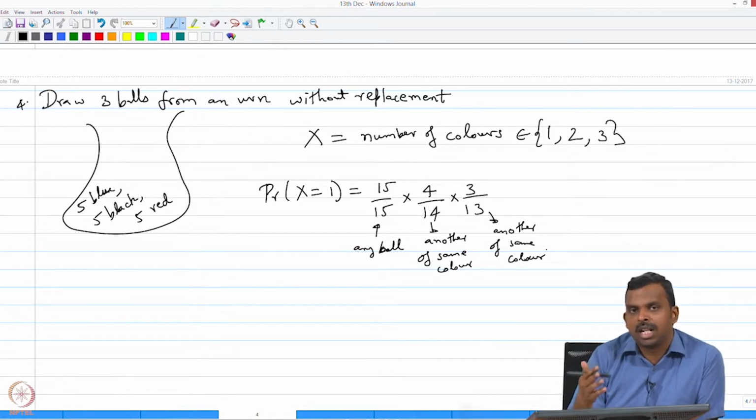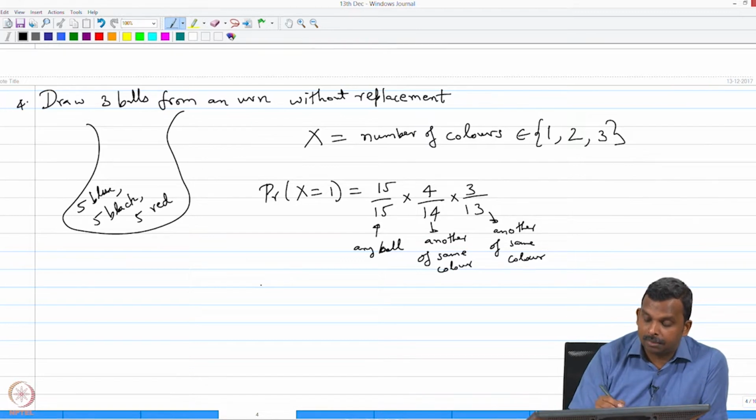So, this is what is most important in this calculation. You should use conditioning and the fact that the different draws are actually independent, but you are doing it without replacement. So, the situation changes a little bit when you condition on what happens with the first one, things can change based on that. Okay. So, now what about the probability that X equals 3?